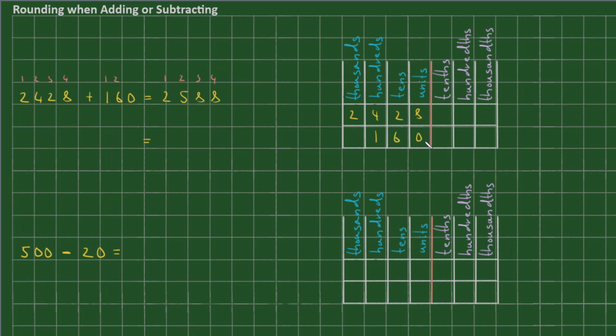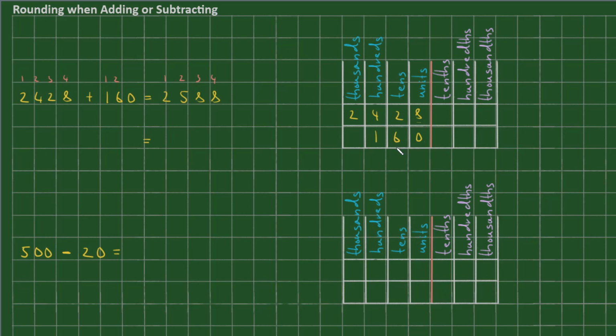The first value, 2428, is accurate to the unit position. The second value, 160, is accurate to the tens position. So the second value is less accurate. This means that this value will dictate how I should round my result. The result should be rounded to the nearest 10.